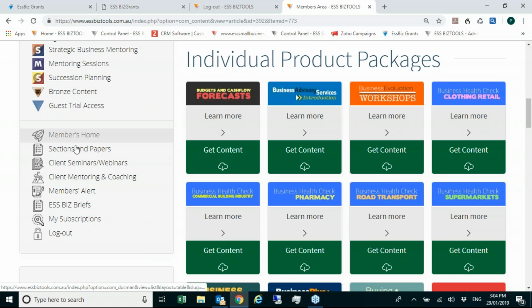What we then have is the generic area, I suppose: sections of papers, client seminars and webinars, client mentoring.